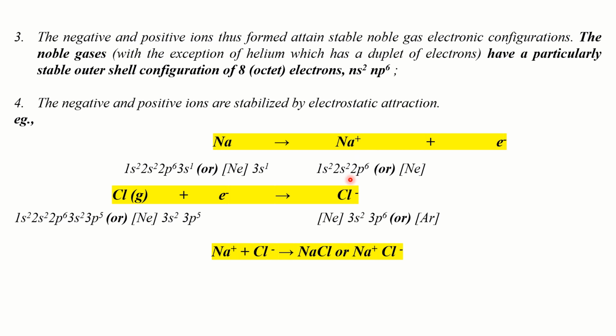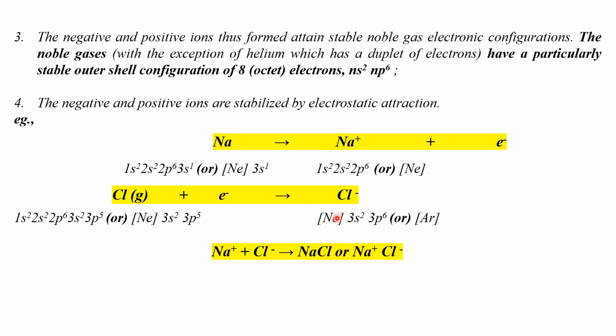Okay, the electronic configuration of chlorine is 1s2, 2s2, 2p6, 3s2, 3p5. Here also, 1s2 2s2 2p6 corresponds to the configuration of the nearest noble gas neon. So we can also write the electronic configuration of chlorine as neon 3s2 3p5. Now you can see that there are 7 electrons in the outermost shell of chlorine. In order to acquire 8 electrons in its outermost shell, chlorine gains an electron and becomes chloride ion.